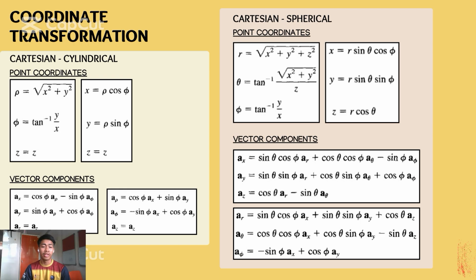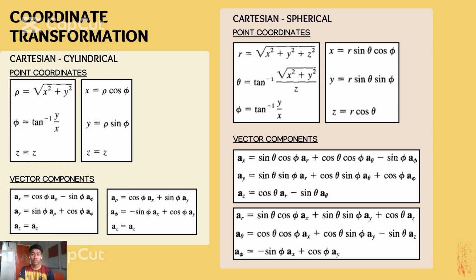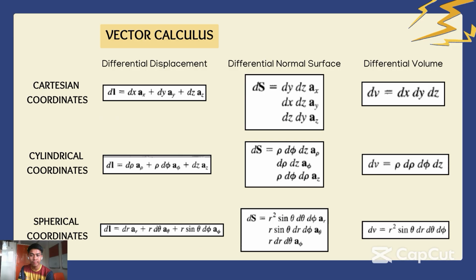This is the coordinate transformation. We can change from one coordinate system to another. This helps us when we solve problems with different shapes like sphere or cylindrical. So we can change coordinate system from Cartesian to cylindrical, Cartesian to spherical, and spherical to Cartesian. We can use this formula for point coordinates and vector component.